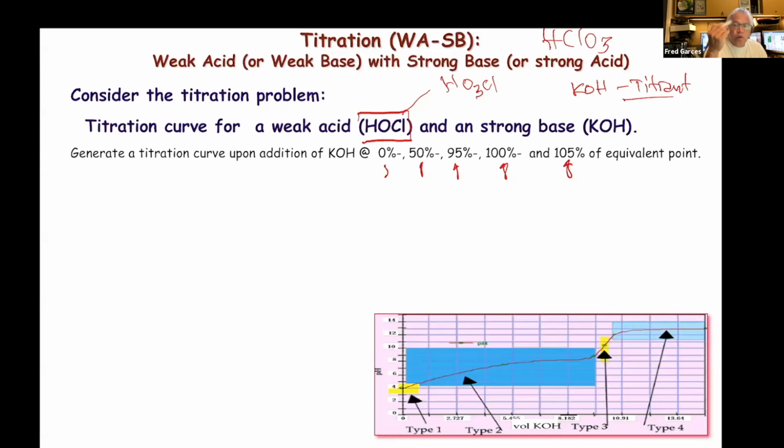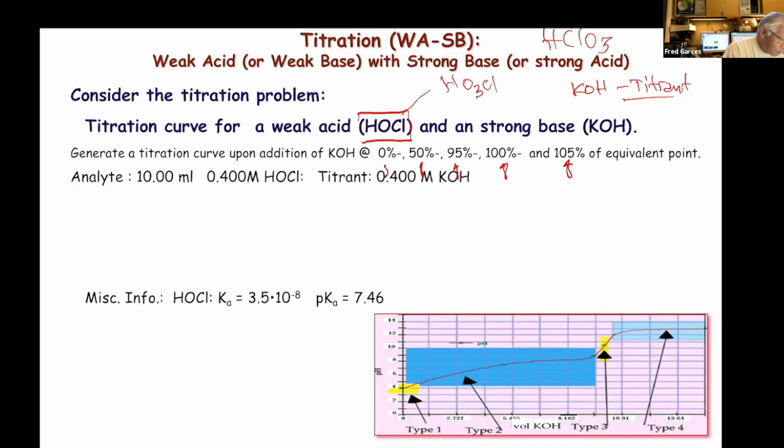Well, the equivalence point is where the moles of the acid and the moles of the base are equal. That's the equivalence point. So I need to know what the equivalent volume is, because if I know that, then I know exactly how much titrant I'm adding to calculate the pH, because you need to know that, okay? So in this particular problem, let me move on.